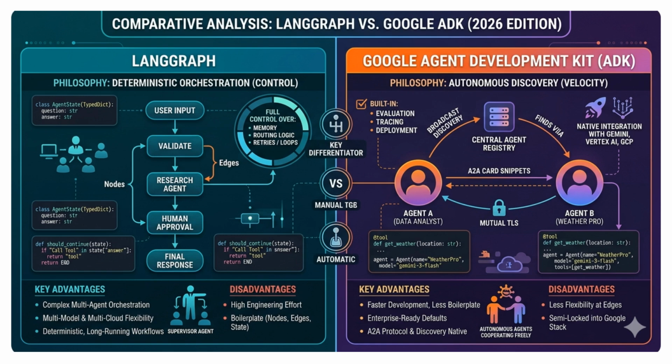Building AI agents used to feel like drawing a giant map of if this, then that. But in 2026, that approach can get complex fast. So the real question is, do you need total control or total velocity? Section 1, LangGraph. Let's start with LangGraph.